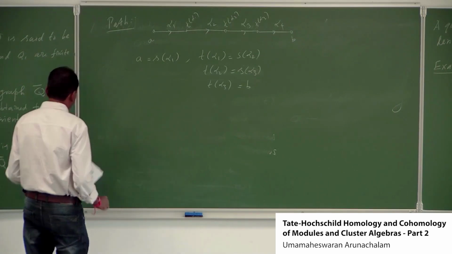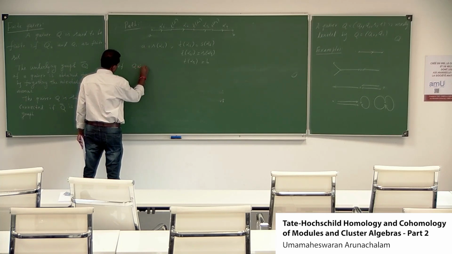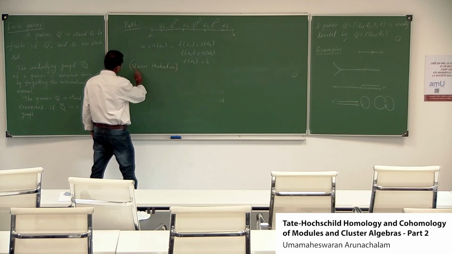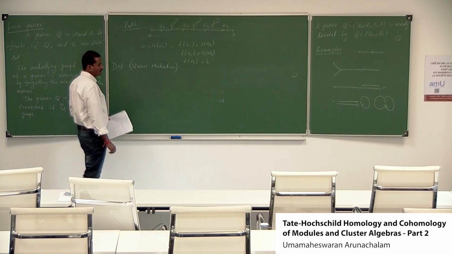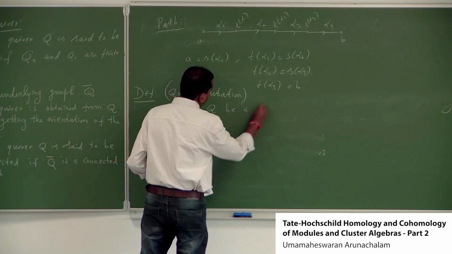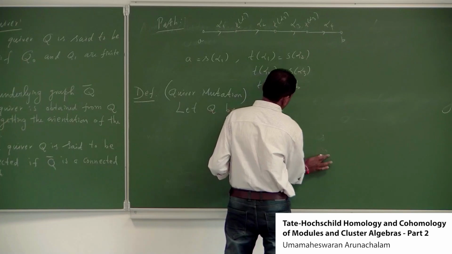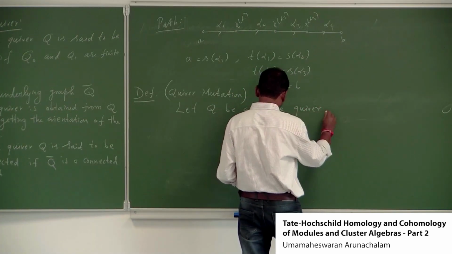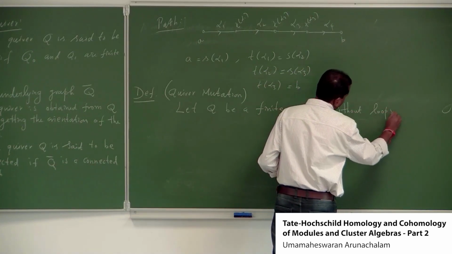Next definition, quiver mutation. So what is quiver mutation? First, here we are taking a finite quiver without loops or two-cycles. Let Q be a finite quiver, that means Q0 and Q1 are finite sets, without loops or two-cycles.